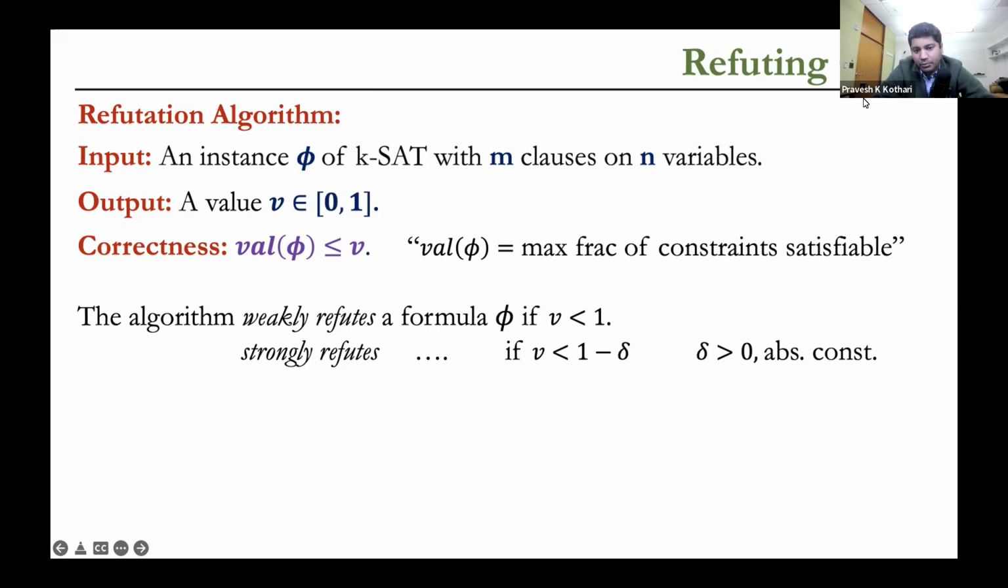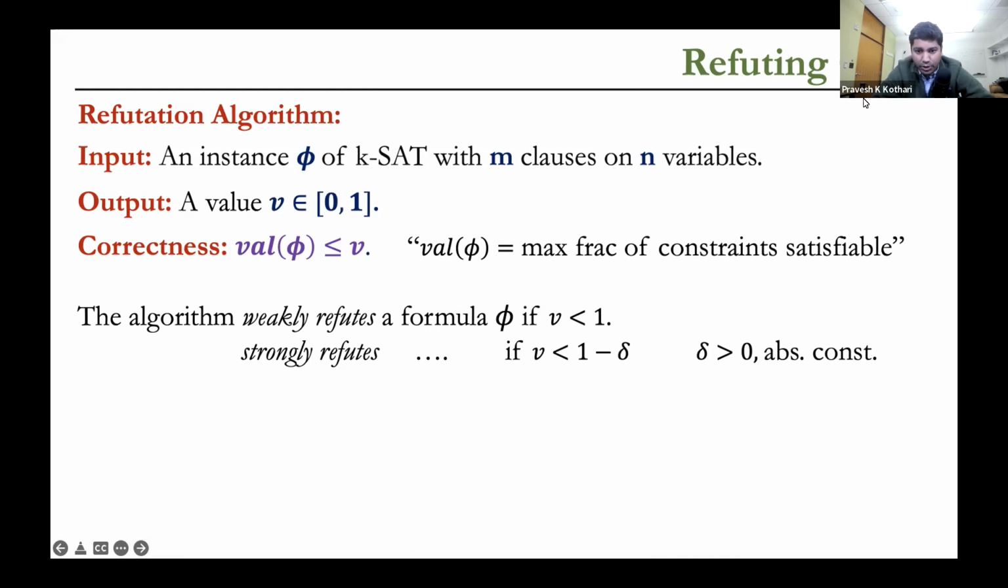The weak part is that, in this case, the algorithm is simply saying that every assignment must somehow violate at least one clause. But I'm also going to be interested in a stronger notion of refutation, which I'm going to call strong refutation. That simply means that I would certify a bound which is bounded away from 1 by a fixed constant delta. You can think of this as saying that we are certifying that every assignment should not just violate one, but a fixed constant fraction of the clauses.